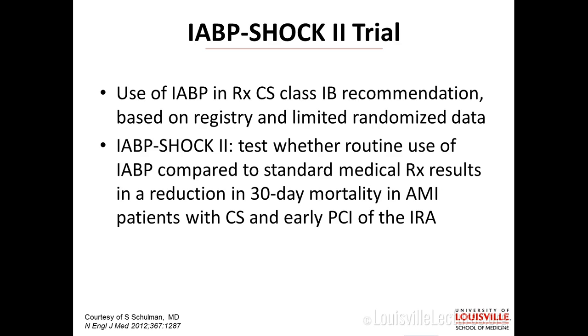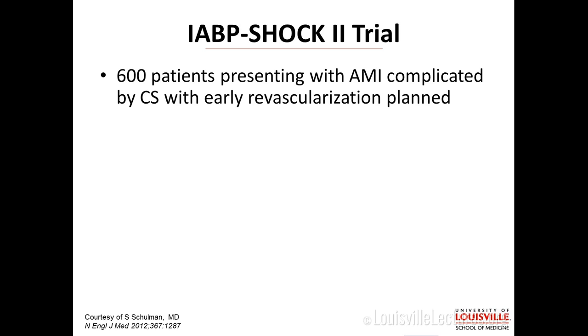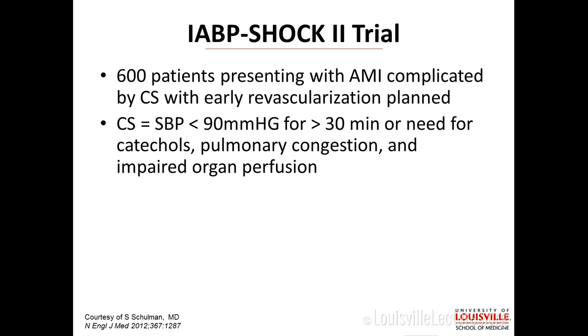However, all of the patients had to have early PCI of the infarct-related artery because that's the modern recommendation. You always go and revascularize first. Don't wait for the shock to get better. You revascularize first. So what did they see? Well, 600 patients, pretty decent-sized study. They had to meet the definition for cardiogenic shock, so low systolic or low MAP, greater than 30 minutes, or the need for catecholamines of some sort. They had to have evidence of pulmonary congestion and impaired organ perfusion, so they had to be in shock.